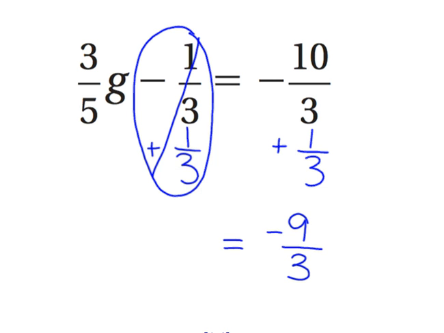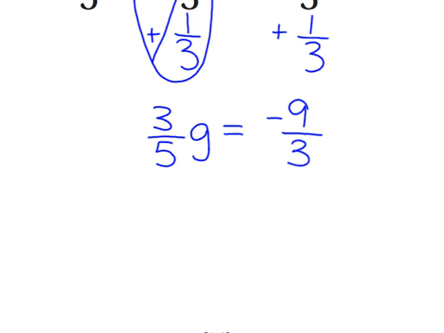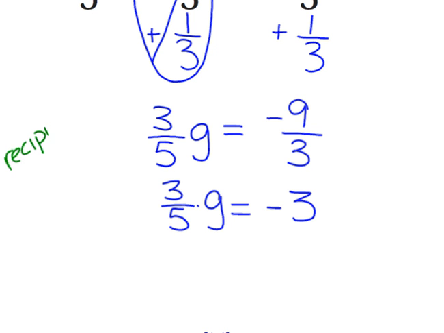Can bring down the equal sign and 3/5 g. From here, I'm going to simplify negative 9/3. That really is just equal to negative 3. So now I have 3/5 times g equals negative 3. And for the next step, this is where you need to multiply by the reciprocal. So if you remember from before, I'll write that up here. The reciprocal is when you flip your fraction.